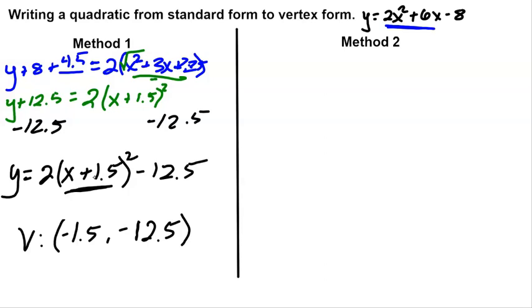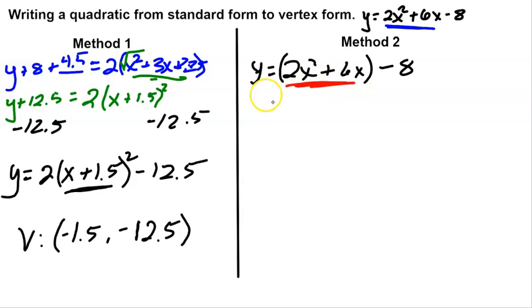Method two would be very similar, except I'm not going to move my 8 to the other side with the y. So I'm going to start off with y equals 2x squared plus 6x, and then I'm going to have that in parentheses, and I'm going to put the minus 8 on the outside. Now this minus 8 on the outside, think of it as being on the other side of the equal sign with the y. But I'm going to do the same steps as what I just did. In front of the parentheses, I'm going to factor out a 2.